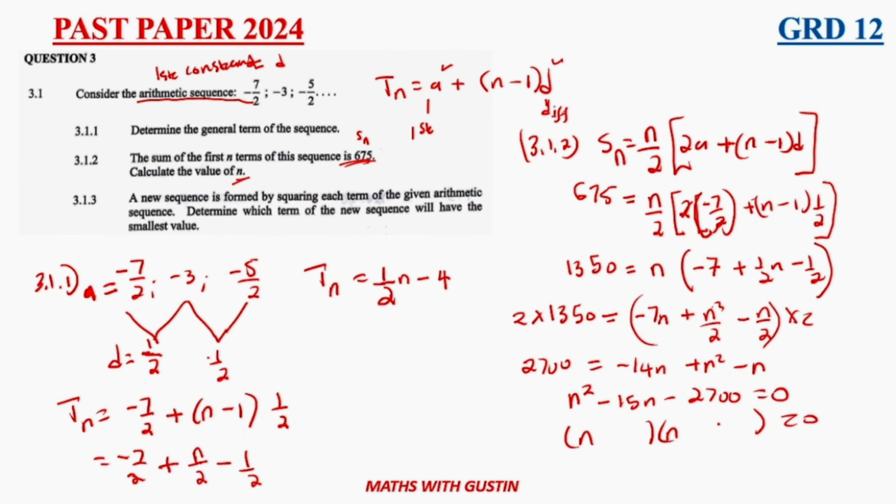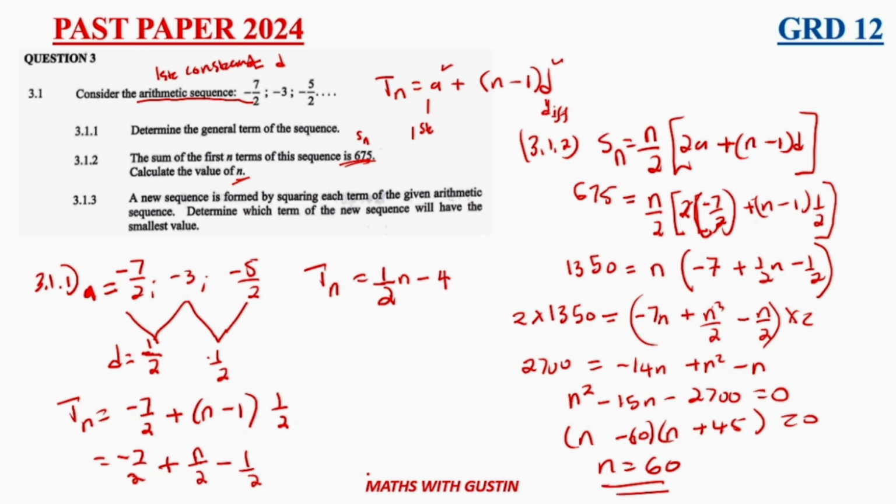So you can pause this video and check yourself. The quadratic formula gives me 60 and positive 45. Therefore, our n is equal to 60. There's no way n can be negative, so this should be our final answer. Right. So, moving right along to the next question here.